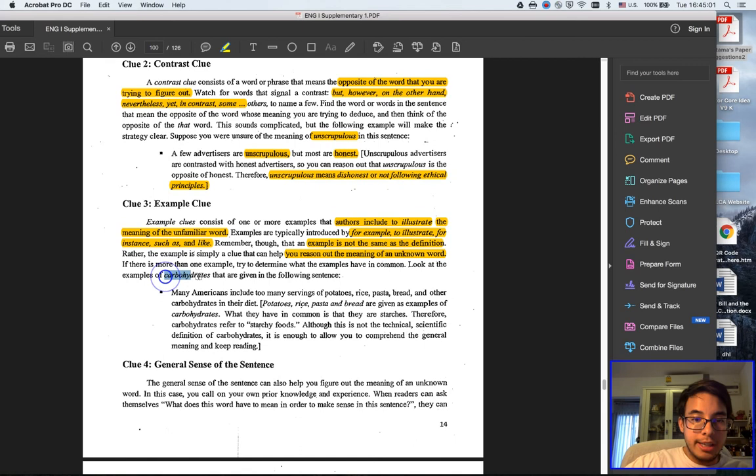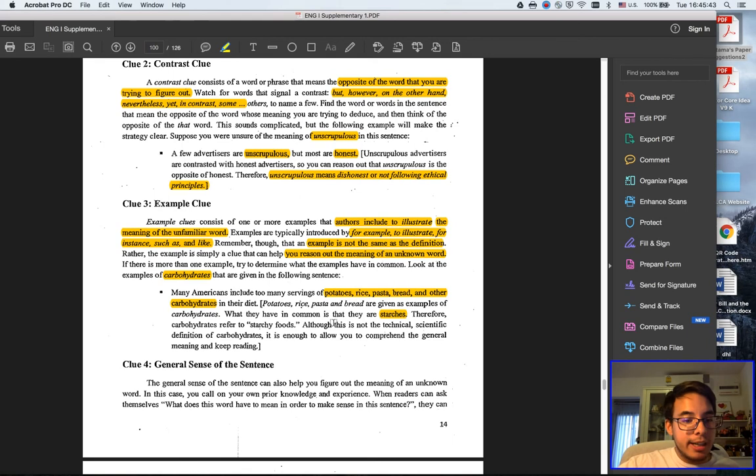So in this particular example, we're talking about carbohydrates. So many Americans include too many servings of potatoes, rice, pasta, bread, and other carbohydrates in their diet. So what is this saying? So carbohydrates we have here, and these are examples of carbohydrates. So carbohydrates, potatoes, rice, pasta are examples of starches. So carbohydrates are starches, okay? So the examples are to help you get to the starches here. So if these are carbohydrates, then that means these are starches.